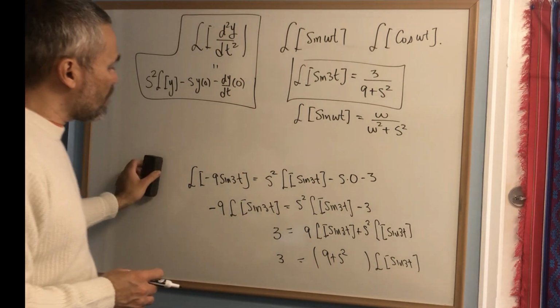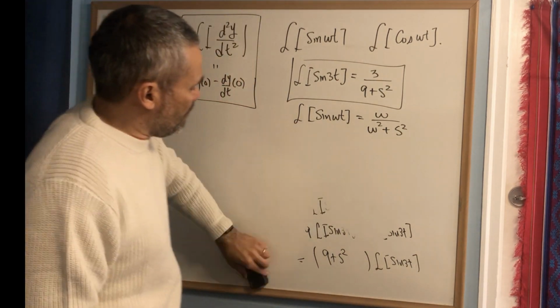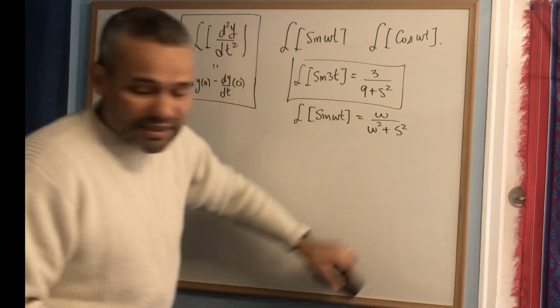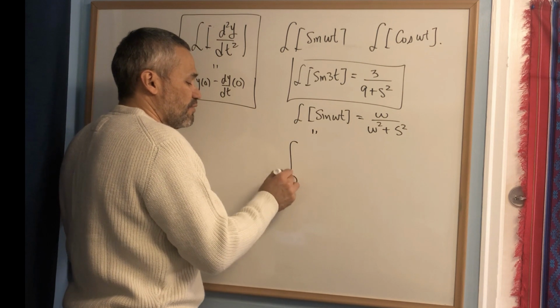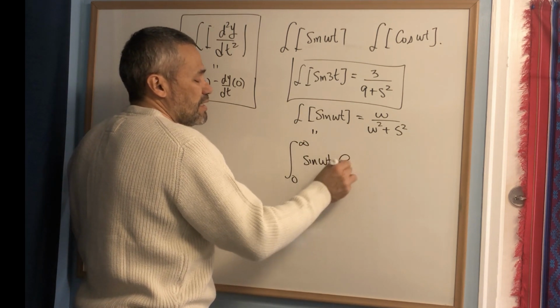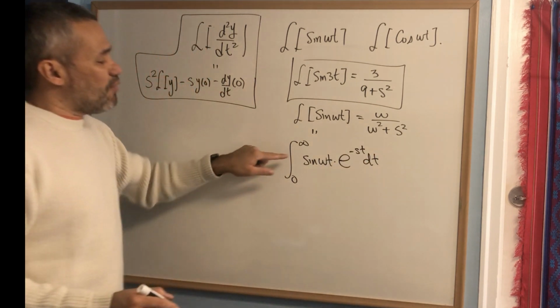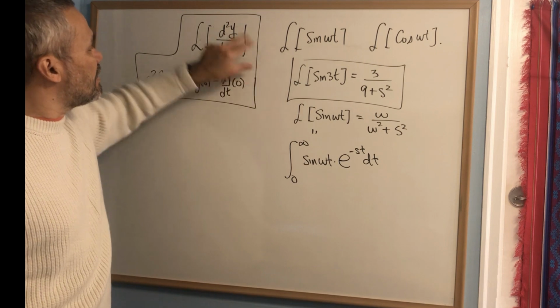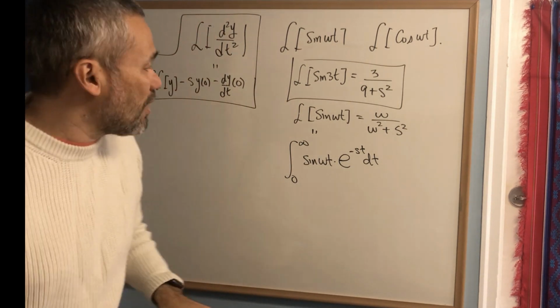But if you want to compute the Laplace transform of sine of omega t using the definition, you will have to do an integral, like the integral from 0 to infinity of sine of omega t e to the negative st dt. Notice that we have avoided doing this integral just because of this formula. This is a very powerful formula.